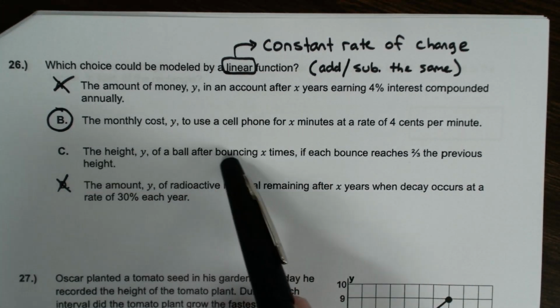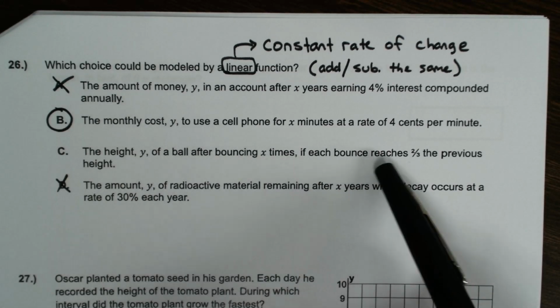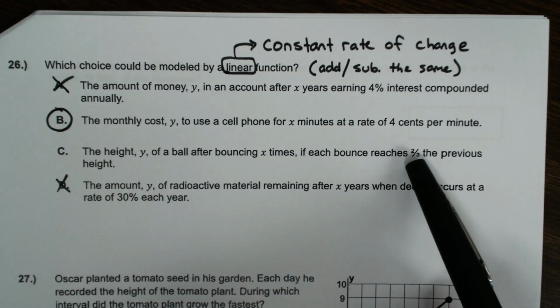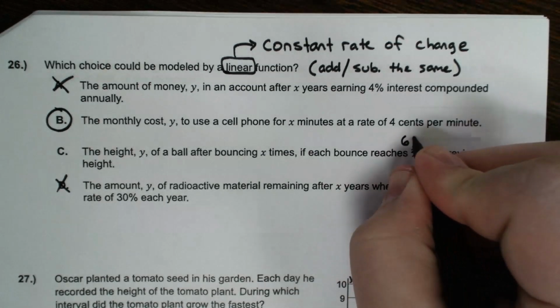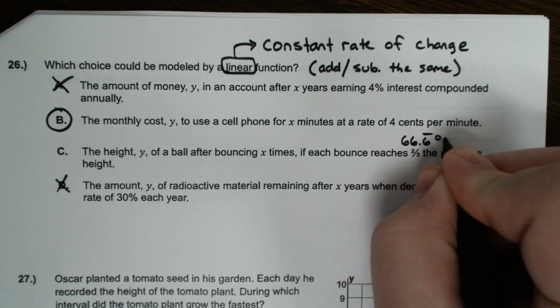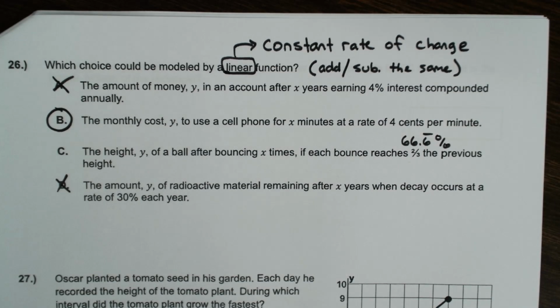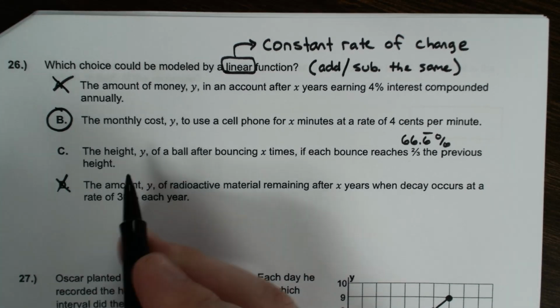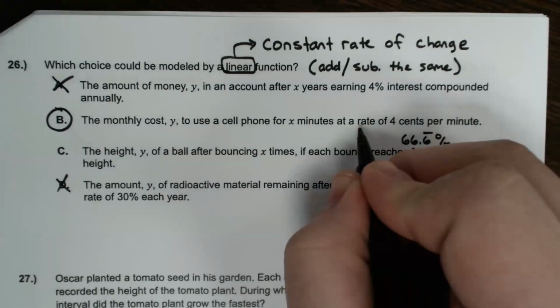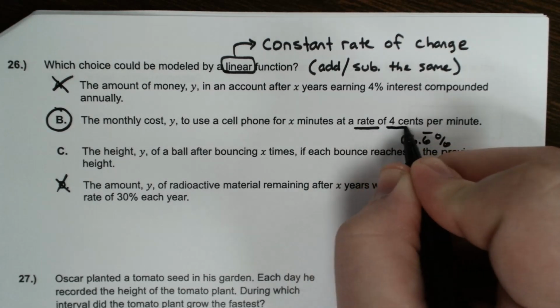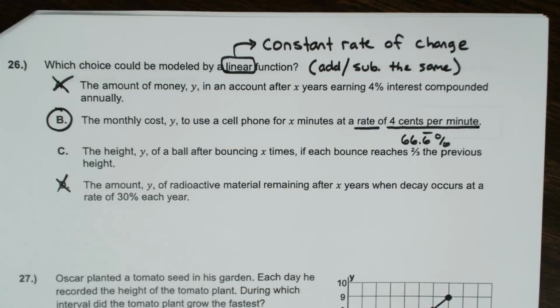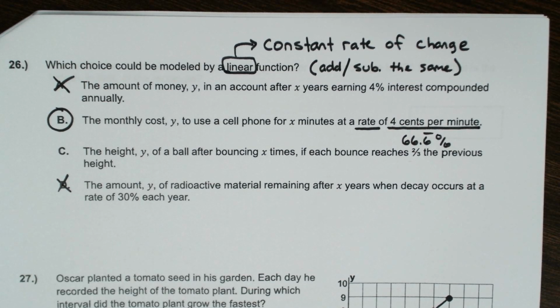The height of a ball after bouncing X times, if it reaches 2/3, 2/3 is a percent in disguise. That's 66.6 repeating percent. And again, if it's only reaching 2/3 of its height it will keep on decreasing, but not by the same amount each time. The thing about B that sticks out is it has a rate that does not change. Does that sound okay? So linear has a constant, unchanging rate.